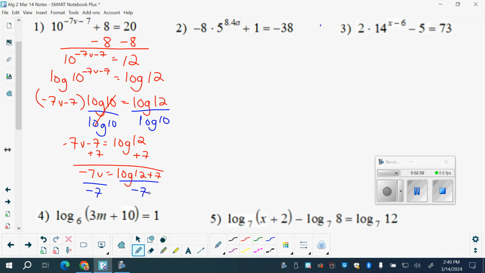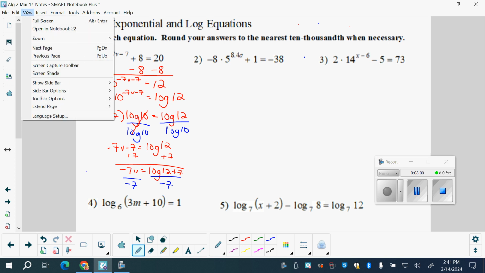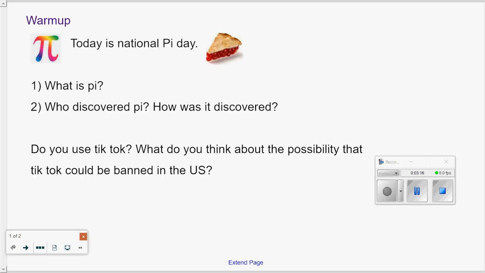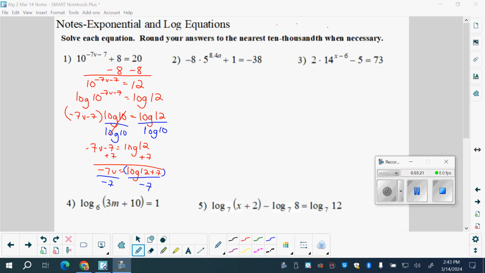Okay, so if you're putting this in your calculator, why did it do that? Oh, shoot. Thank you for your patience.